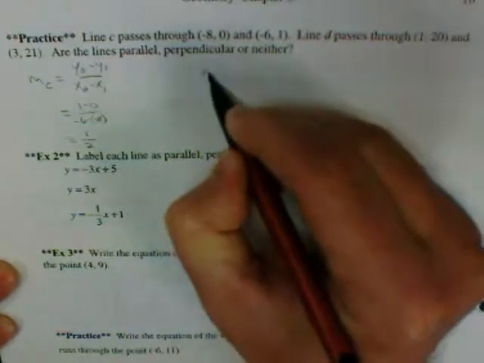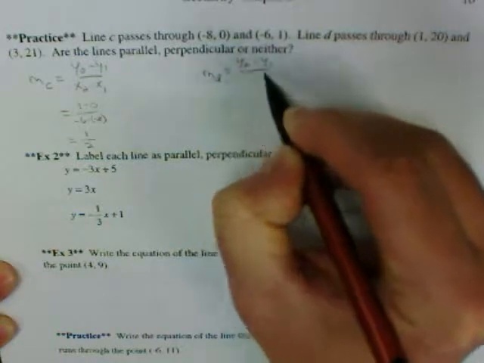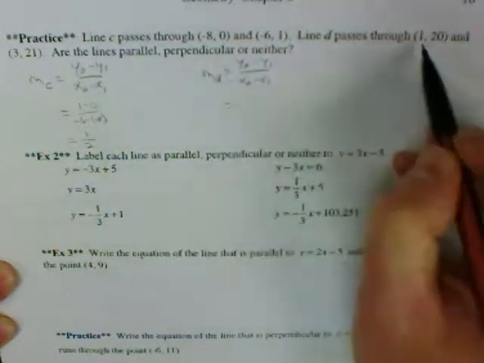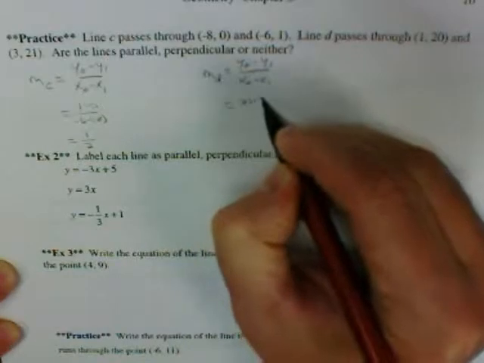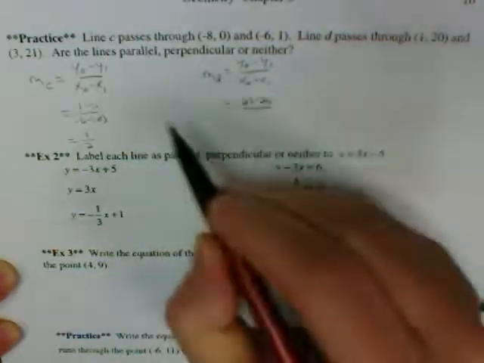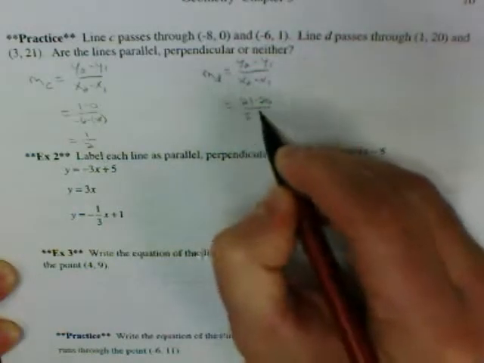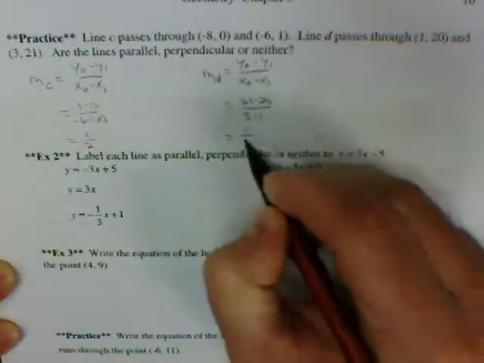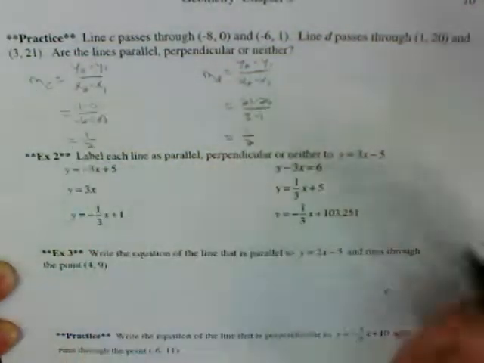We'll see how that compares to line D. For the coordinates for line D, we're dealing with (1, 20) and (3, 21). The y-coordinates are 21 and 20, so I'll have 21 minus 20. And the x-coordinates in the same direction are 3 minus 1. Then we'll subtract. We have 1 on top and a 2 on the bottom, so line D has a slope of 1/2. Line C has a slope of 1/2.